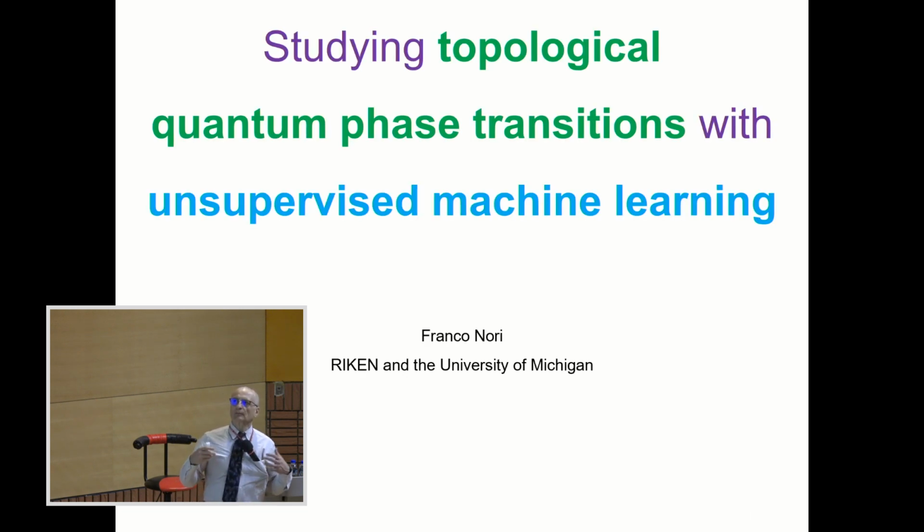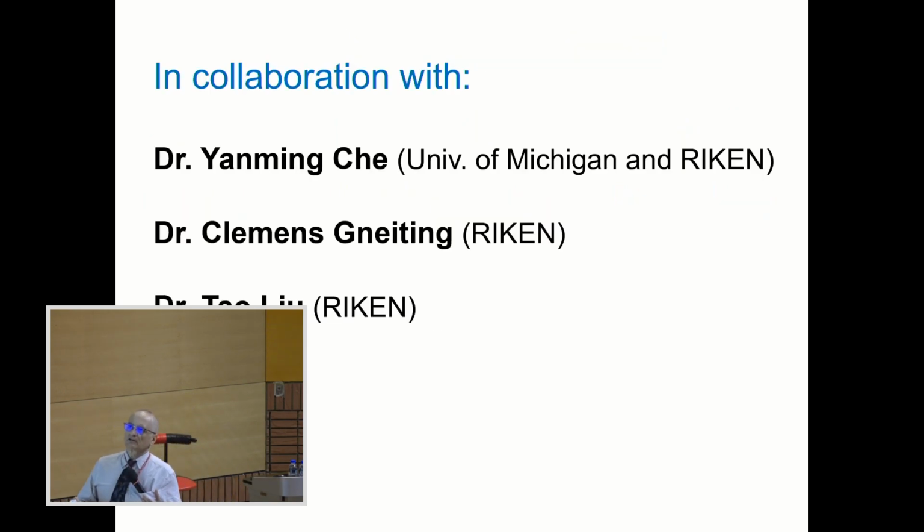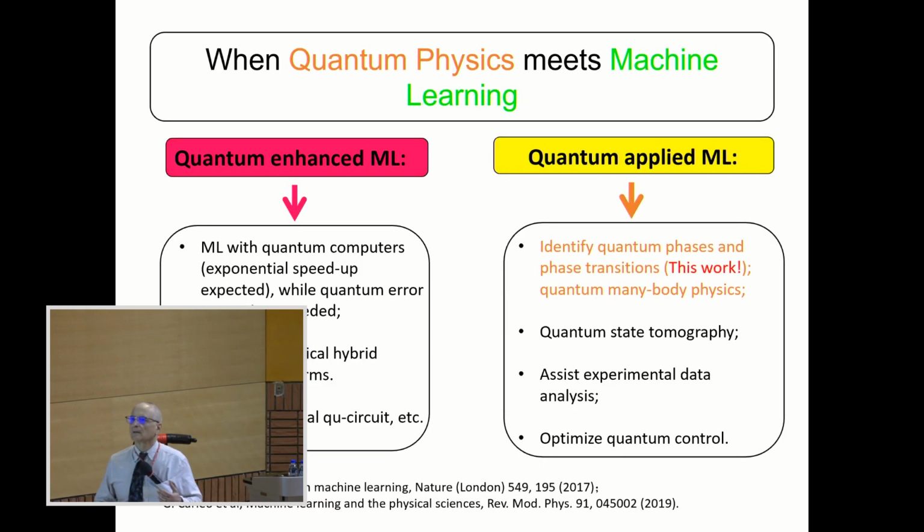So now let's look at topological quantum phase transition with unsupervised learning. This is done in collaboration with Yang-Min Che, Clemens Gneiting, and Tao Liu. So there is quantum enhanced machine learning, but we are not working on this. Other people are doing this. We're using classical machine learning applied to quantum problems. We haven't found cases where quantum machine learning is really helpful. There might be, but we're not doing this.